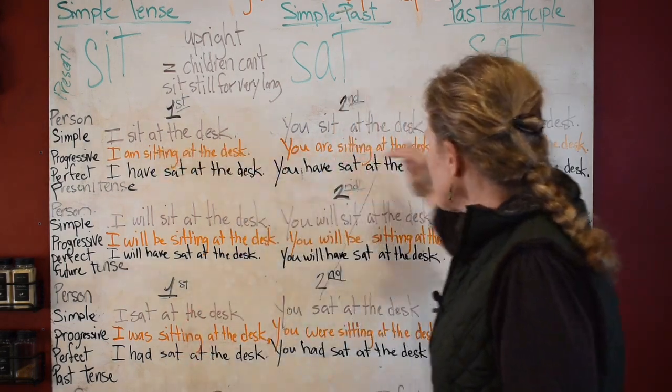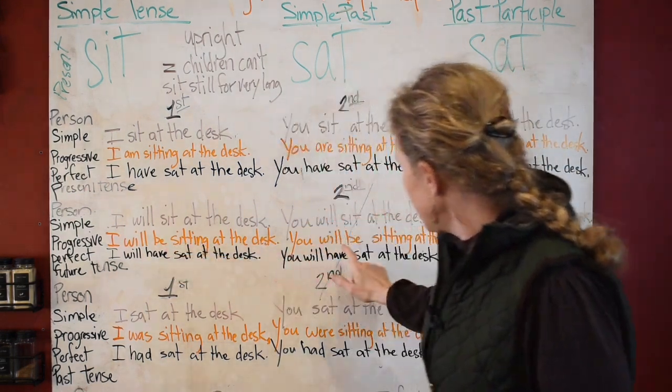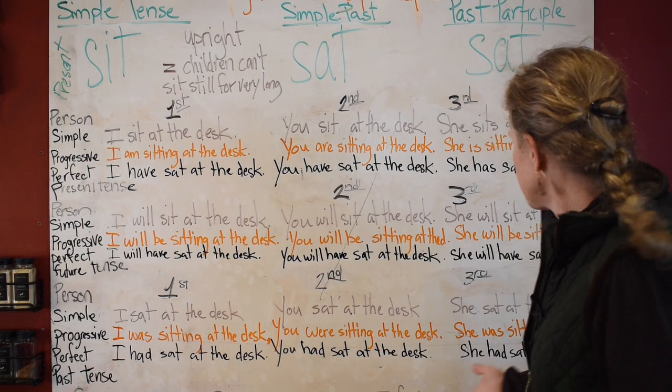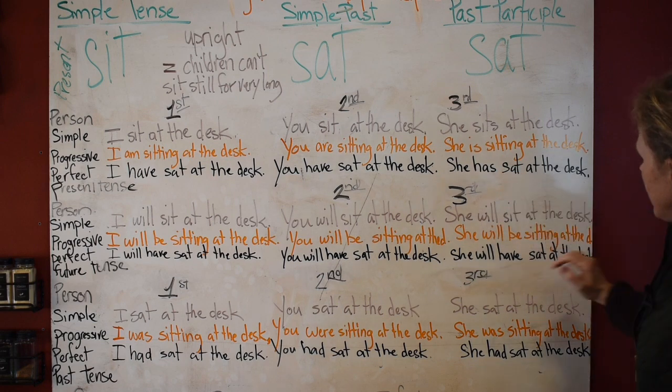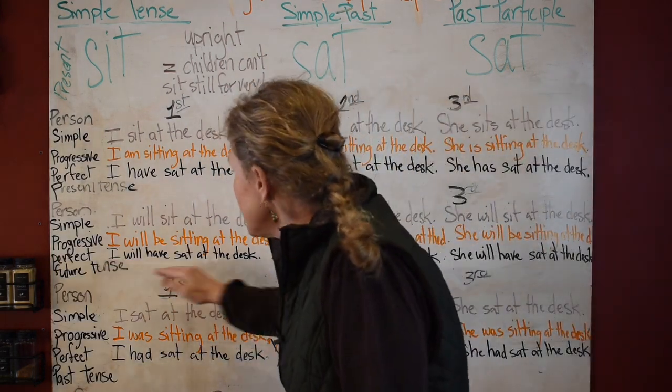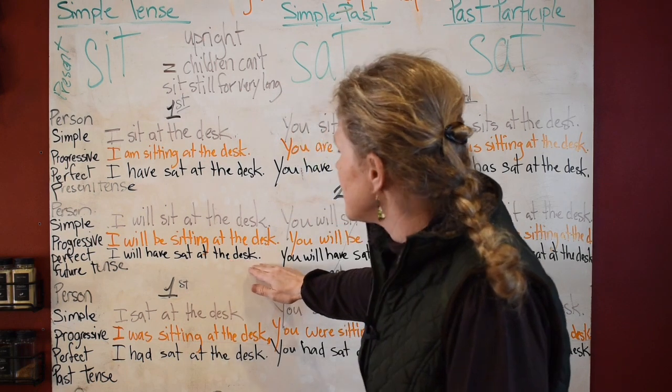These are all irregulars from the verb be, right here. Remember that? She will be sitting at the desk. Will be is changing from is. Now look at this: I will have sat at the desk.